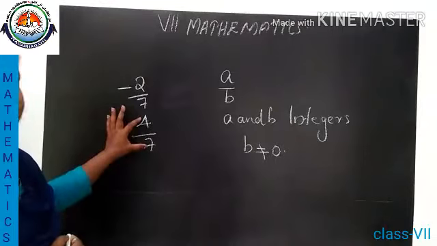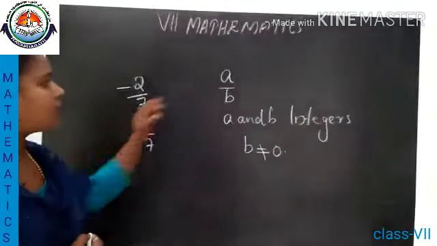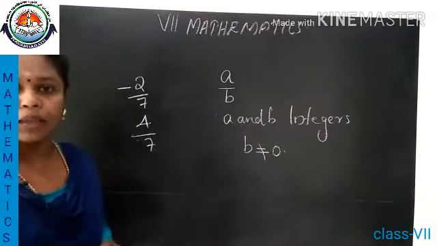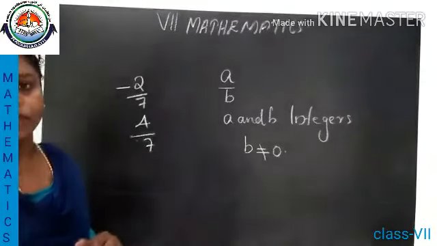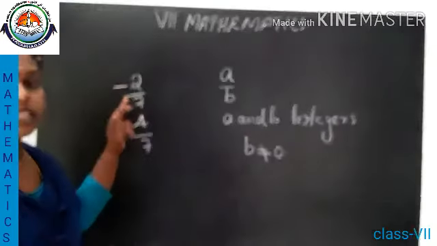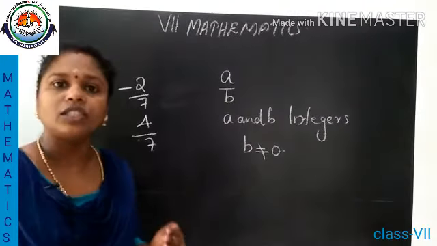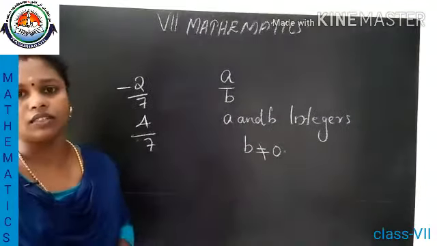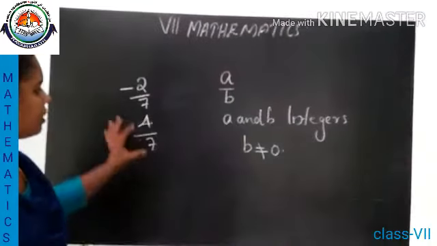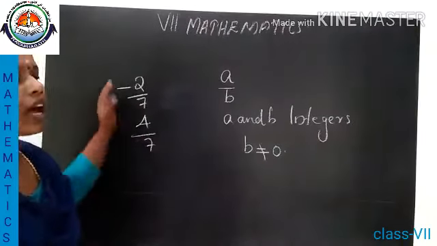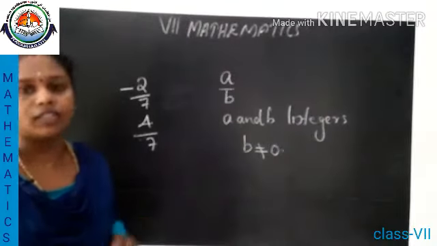Listen here, 4 by 7 is a fraction also. A fraction we can also express in the form of a by b, but a and b are natural numbers. In the case of rationals, they are integers. Integers means positive and negative integers, b not equal to 0. So we can say that all fractions are rational numbers, but all rational numbers are not fractions.